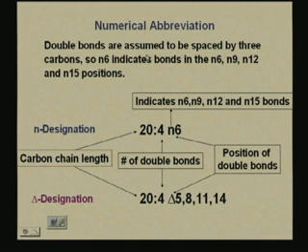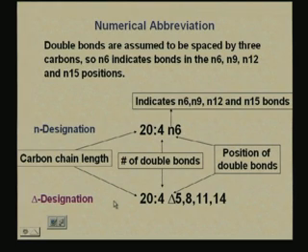So, the double bonds are assumed to be spaced by 3 carbons. Here in the omega designation only omega-6 is specified and nothing else. But in the delta designation, the positions of the double bonds are written explicitly, where we now know that this nomenclature means you have a carbon chain length of 20, there are 4 double bonds, and the positions of the double bonds are 5 and 6, 8 and 9, 11 and 12, 14 and 15.